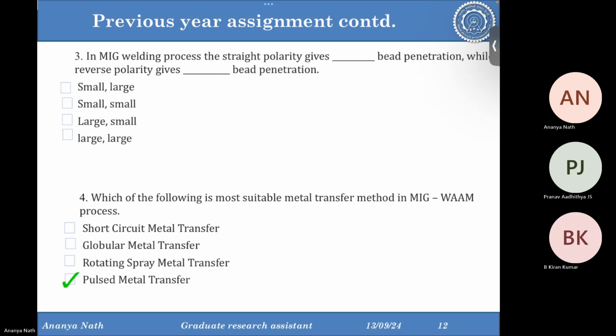Try something. Ma'am, large is small. Yes. So in case of straight polarity, means where you make the electrode negative, you'll have large penetration. What is useful in case of TIG welding? But for MIG welding, we use the reverse polarity where you'll get smaller penetration.